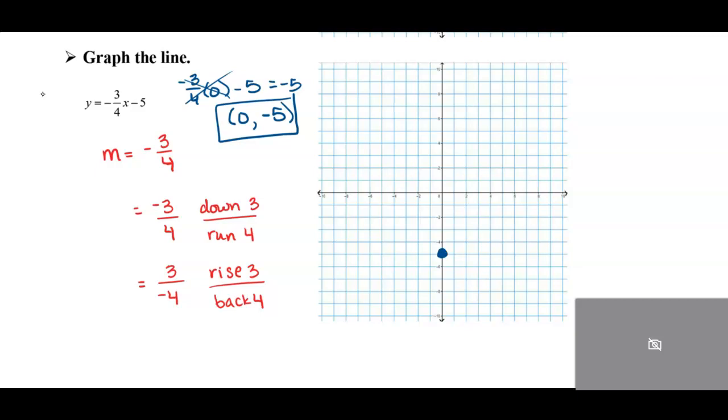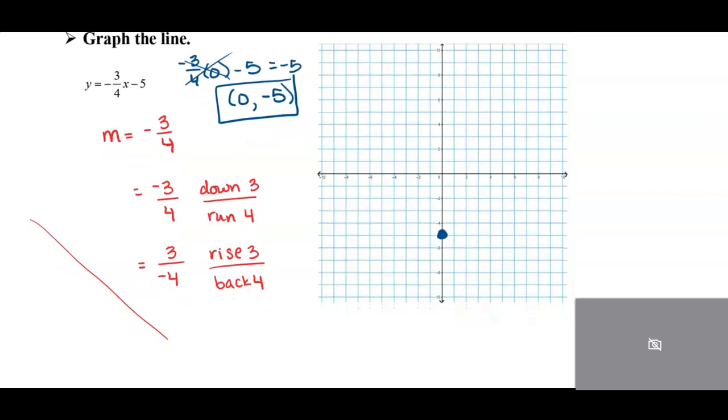From there, I can count my slope. I know this is a negative slope, so I'm expecting a line that goes downhill from left to right. That's just important to keep in mind. Make sure you're going the right direction. I'm going to go down 3 and then forward 4.